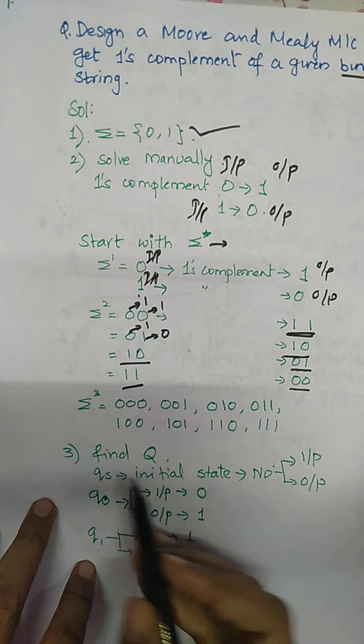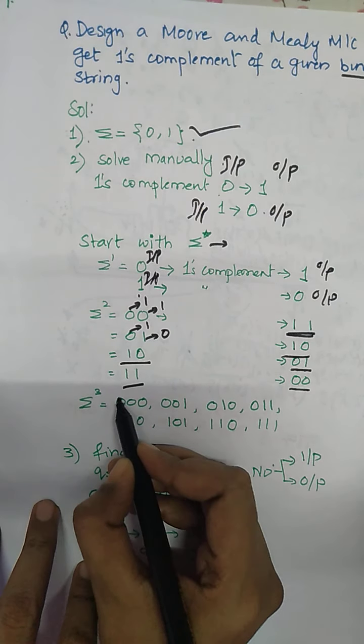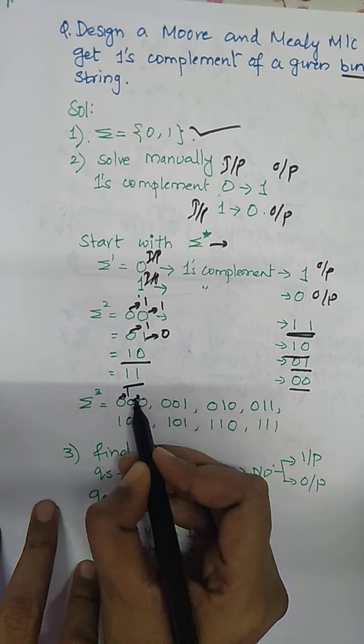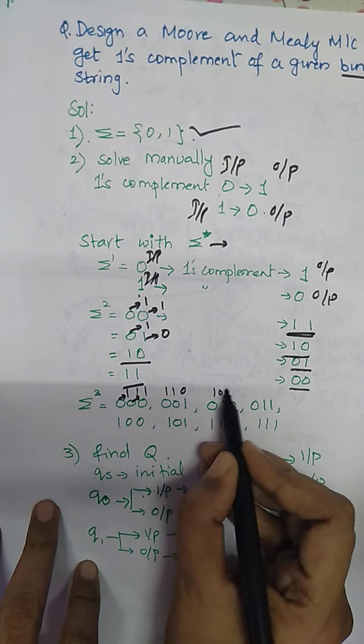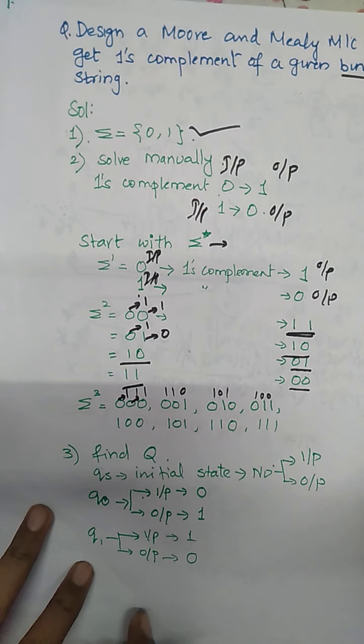Then if we are having sigma closure, the output will be 1, 0, 1, 0, then 1, 1, 0. It will be 1, 0, 1, 1, 0, 0 and so on.